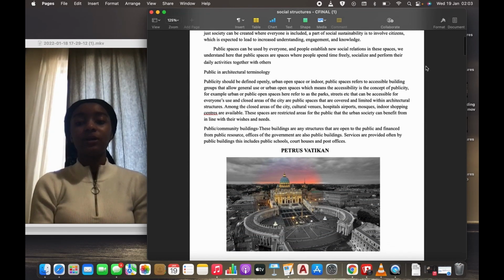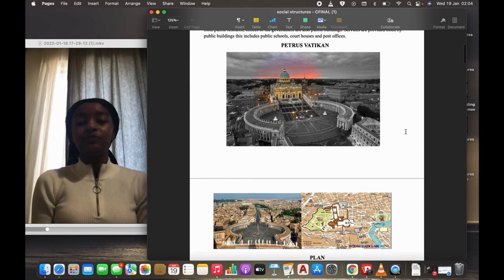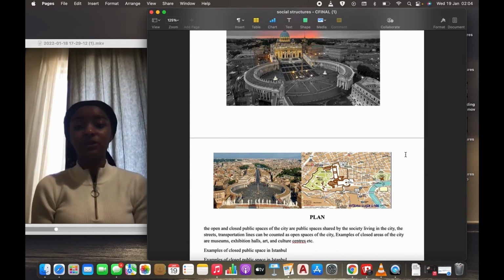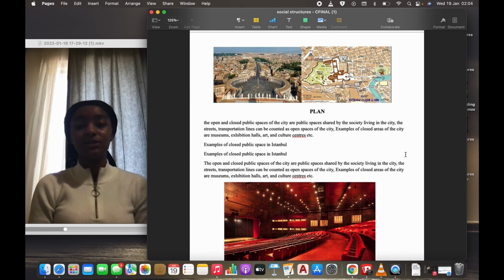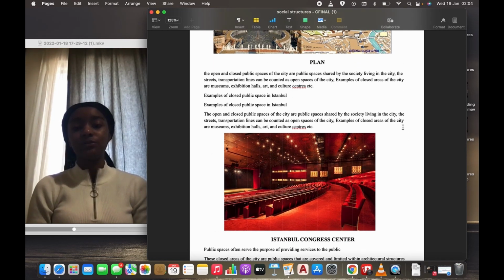Also, in this meaning, it talks about sustaining daily life, which in terms means social sustainability. Here I give emphasis on public spaces so that we can understand what is public in architectural terminology, and examples of community buildings also. Under these, we have open and closed public spaces, and examples are the Petrus Vatican. Below is the photo. It is located in Vatican State and City. It is also the most famous square, St. Peter Square. It is located on a large area in front of St. Peter's Basilica, where thousands of Catholics come to worship every year.